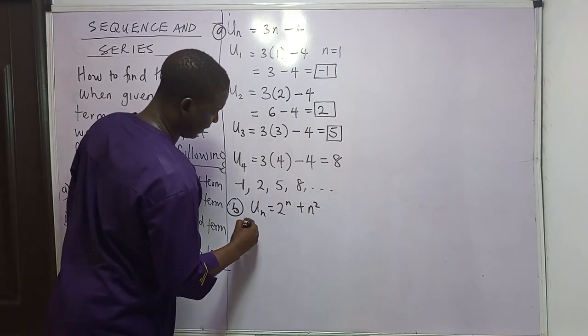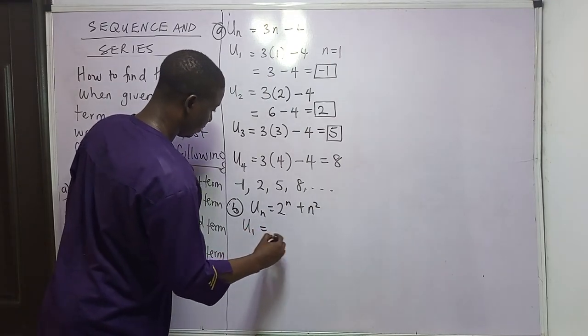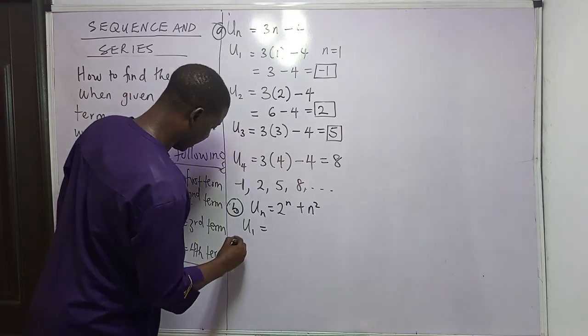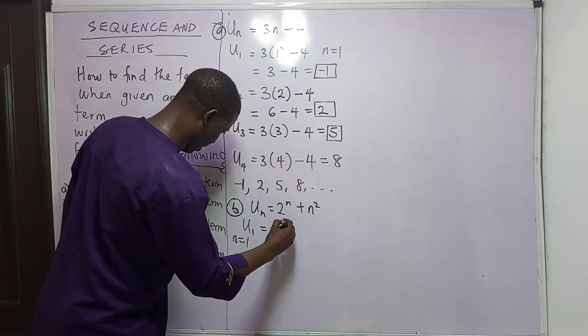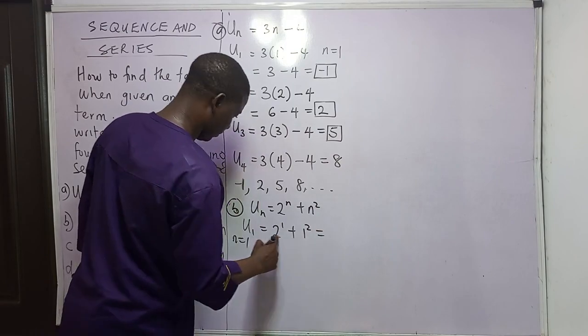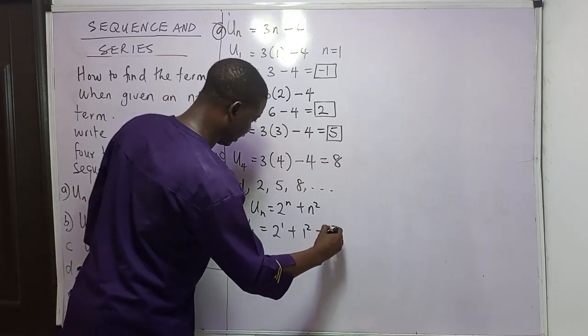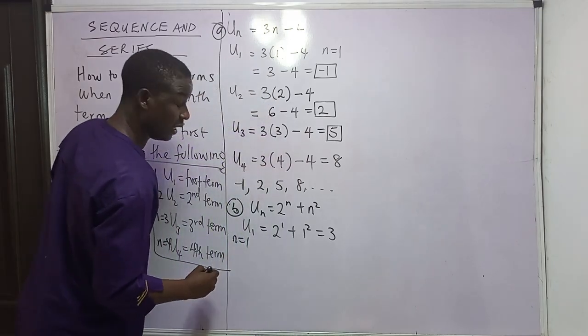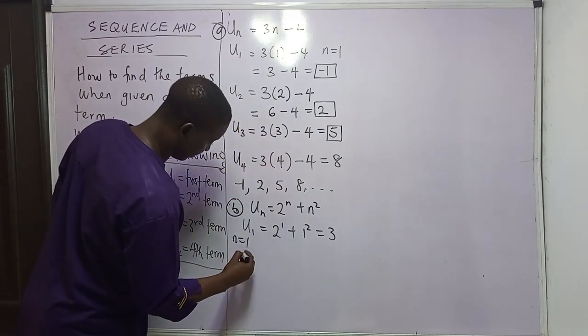So when n equals 1, that is the first term. So what do we have? 2 raised to 1 plus 1 squared. 2 raised to 1 is 2, plus 1 is 3. 1 squared is 1. Then we add it to 2, and we have u1 is 3.